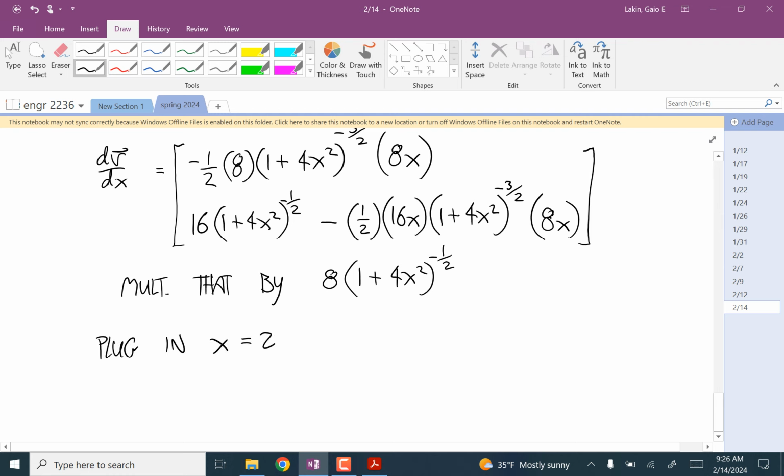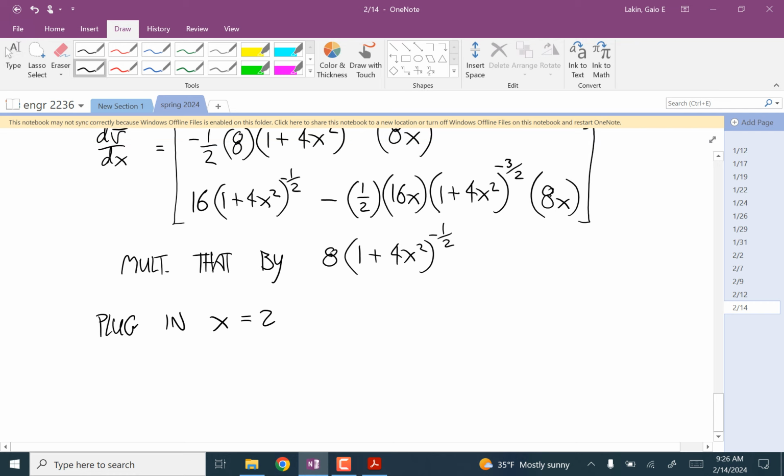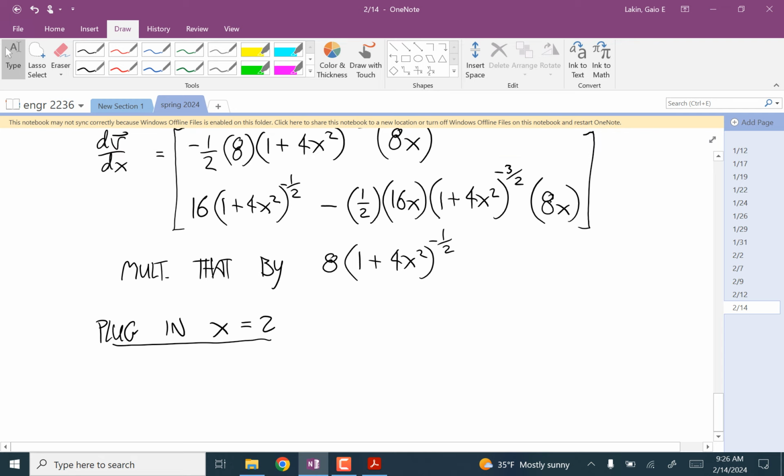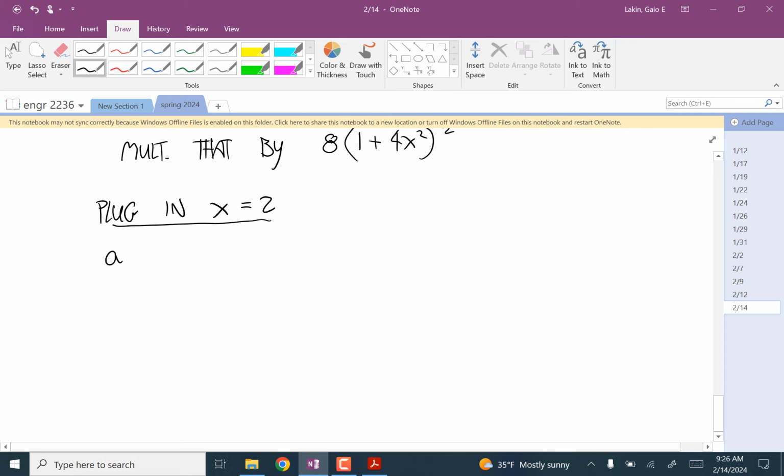plug in x equals 2, and that might not actually be so bad. Is it going to be? Yes, a little bit. But plug in x equals 2, and that'll give you the acceleration at x equals 2. And then from there, net force? Yeah. So Newton's second law just says that the net force when x is equal to 2 is the acceleration that you got times the mass.